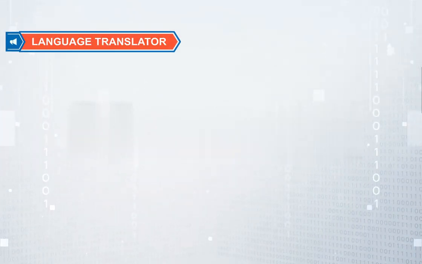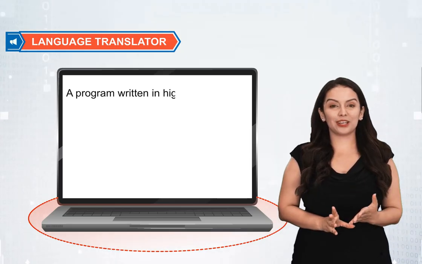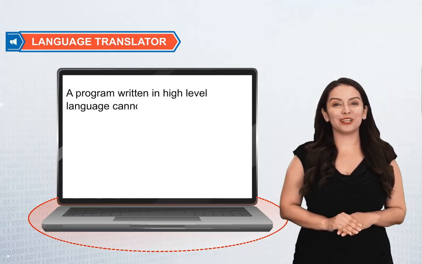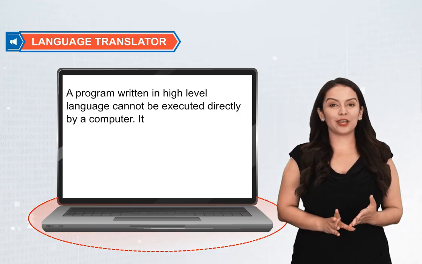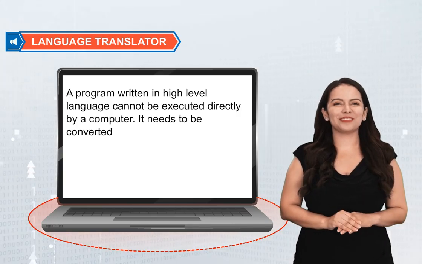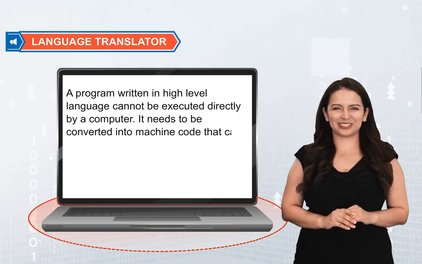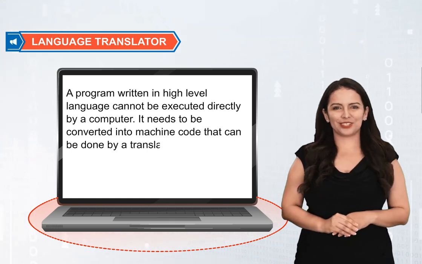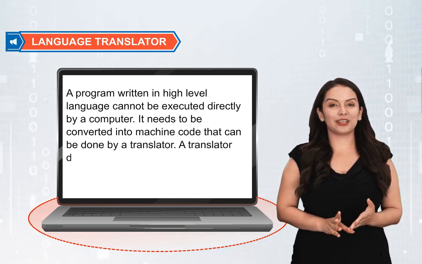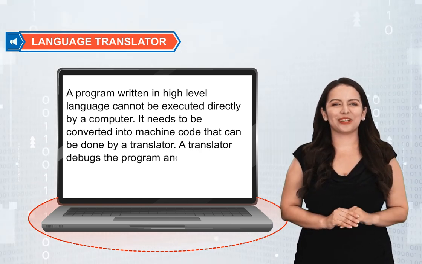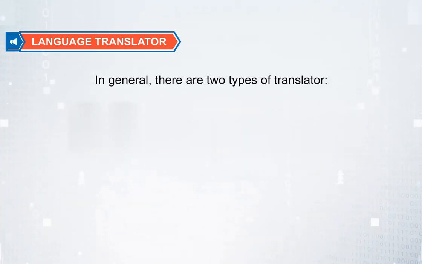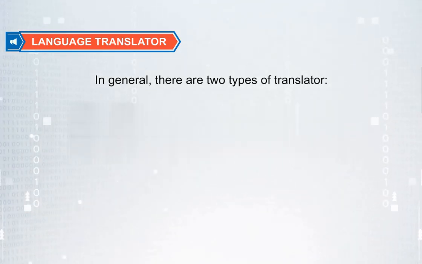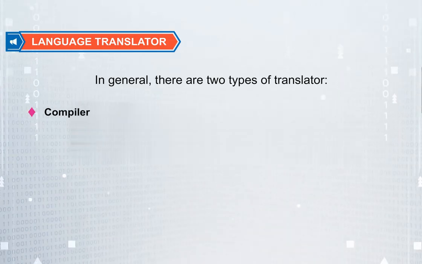Language translator. A program written in high-level language cannot be executed directly by a computer. It needs to be converted into machine code, which can be done by a translator. A translator debugs the program and helps in its execution. In general, there are two types of translator: compiler and interpreter.